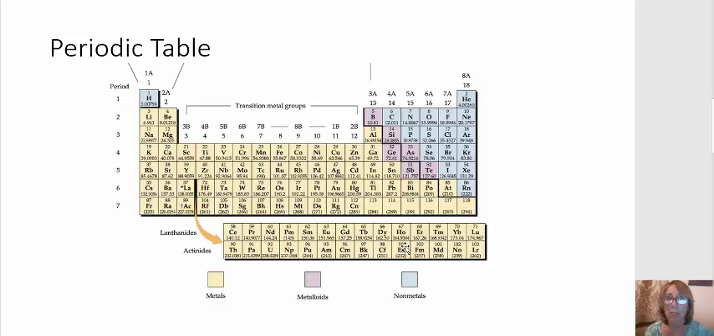The only exception to this is in the noble gas family, family 8A, helium. Helium only has 2 electrons, so even though it's in family 8A, it does not have 8 valence electrons because it only has 2 total electrons.